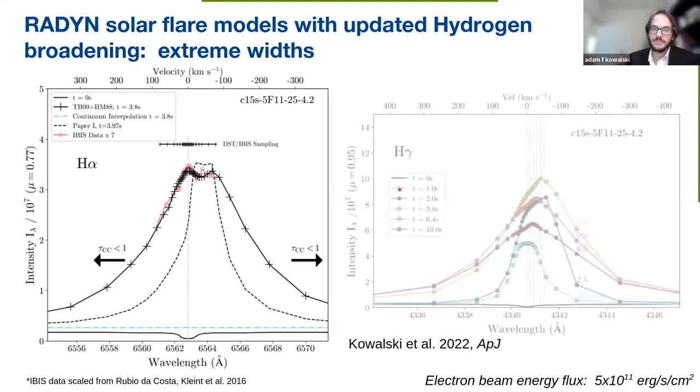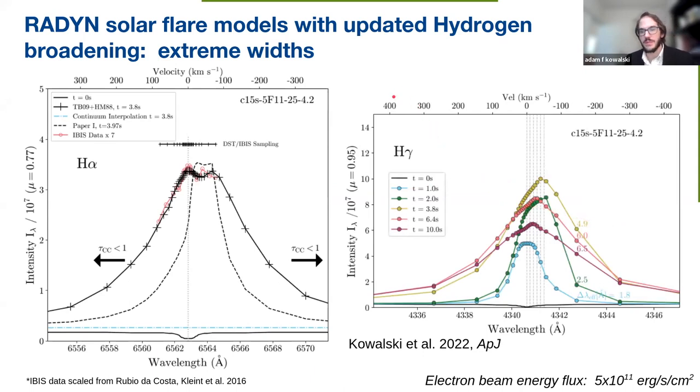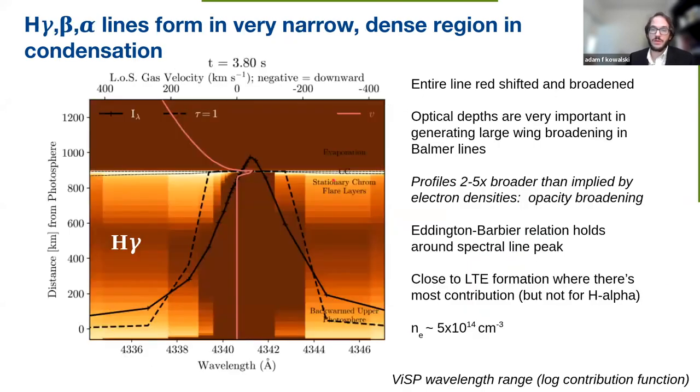On the right, I show the H gamma line at various times in the simulation, up to 10 seconds. We have an emission component around the rest wavelength. And then as the chromospheric condensation cools and gets really dense, the entire line gets very broad and redshifted. So these wavelength windows are for the VISP, the Visible Spectro-Polarimeter, which is an instrument on the DKIST. And so that's what these predictions are for.